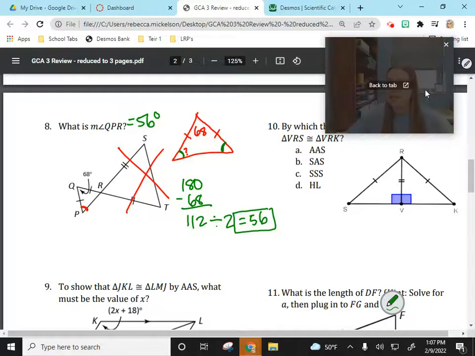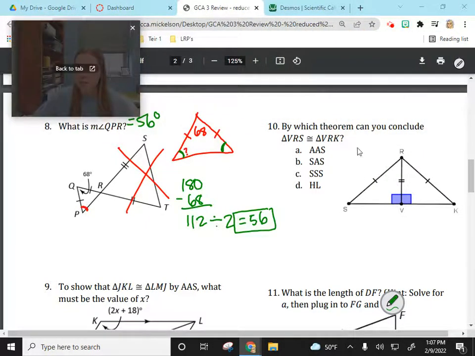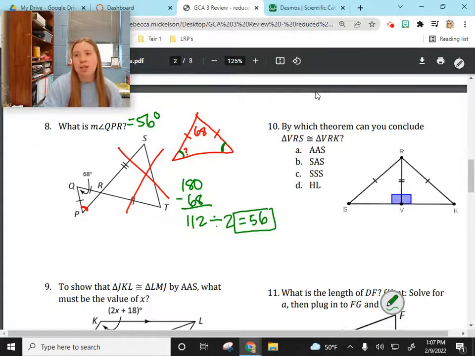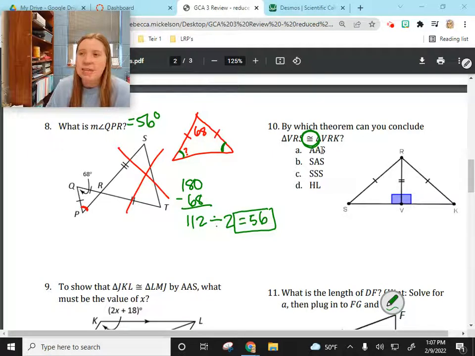Number 10, I should have moved my face over here. Number 10 asks me, by which theorem can you conclude that these 2 triangles are congruent to each other? So I'm looking at my list: angle, angle, side, side, angle, side, side, side, side, hypotenuse, leg. And all of those are valid. All of those are viable options. But we got to see what our picture is telling us.